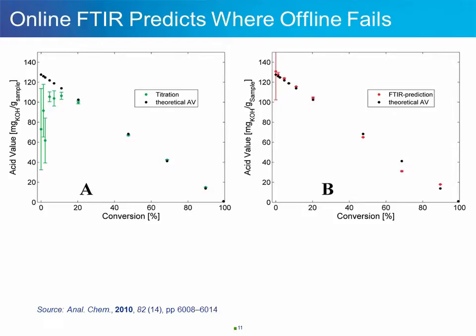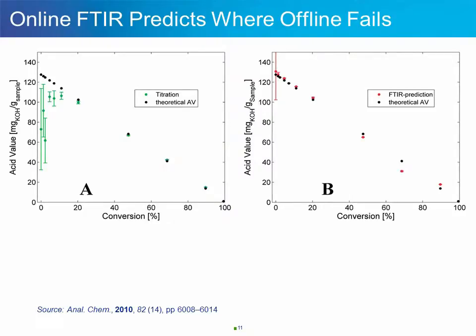Everything that has been shown so far has demonstrated that real-time mid-infrared spectroscopy can replace offline data. This figure is different because it demonstrates that real-time information provides information that sometimes cannot be determined by offline methods such as titration. In fact, the researchers noted that to the best of their knowledge there is no analytical method currently available that could predict at conversions below 20% due to the instability of the emulsion.